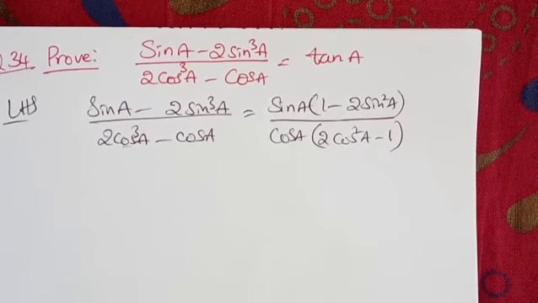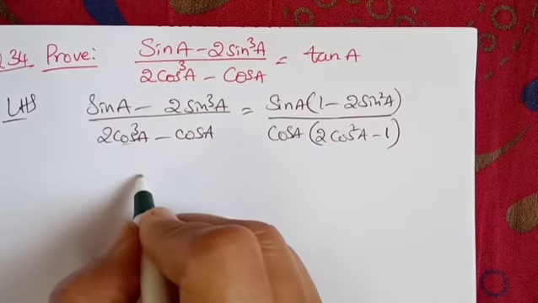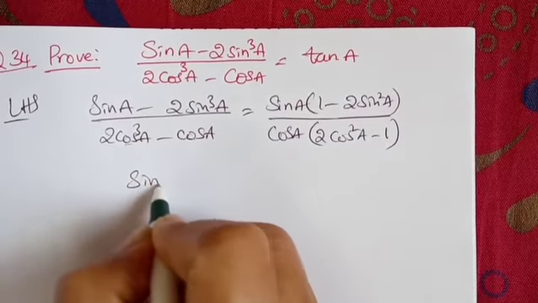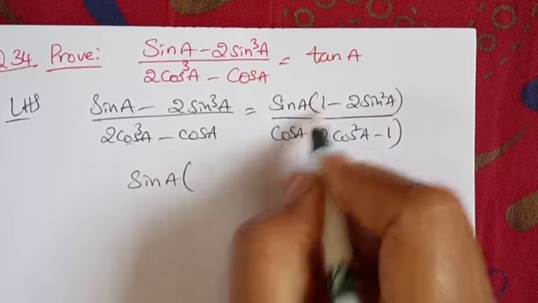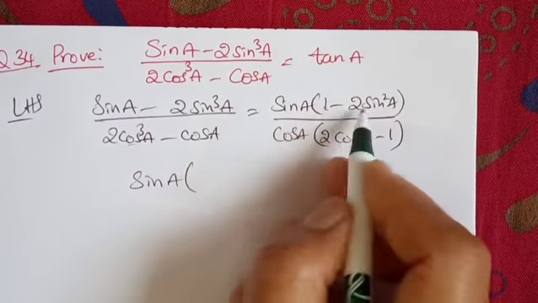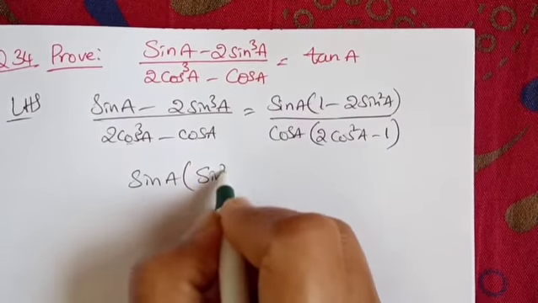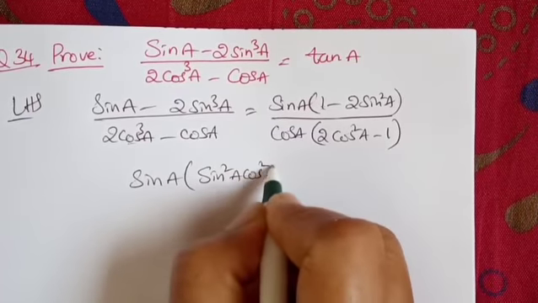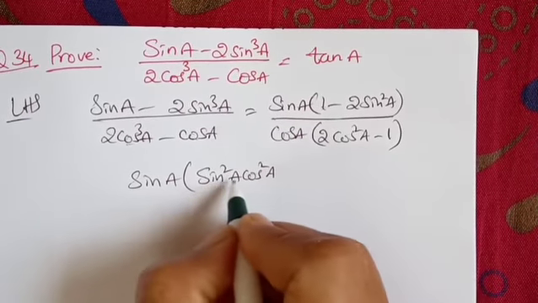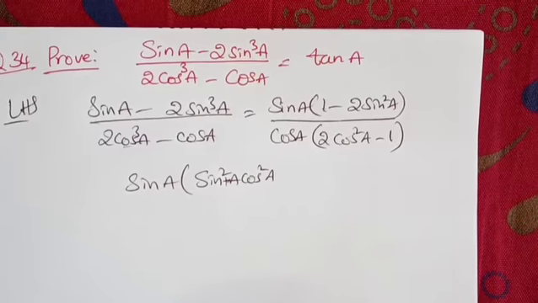Okay, children. Yes, now again sin A as it is. This 1 can be written in terms of sine and cos. What is that? Sin square A plus cos square A.